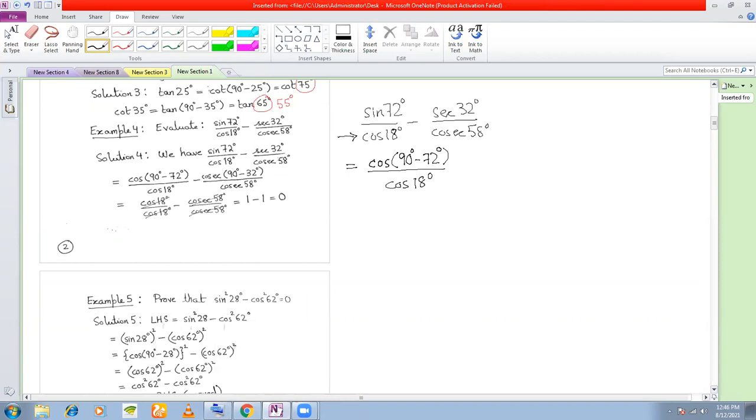You can also keep sine 72 as it is, and in the denominator you have cos, you can write it as sine. Write this as 90 minus 18. Is it clear? You can write this way also.